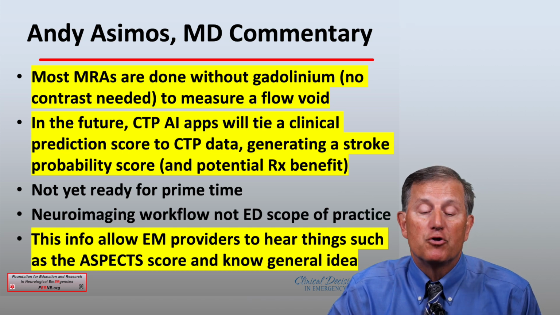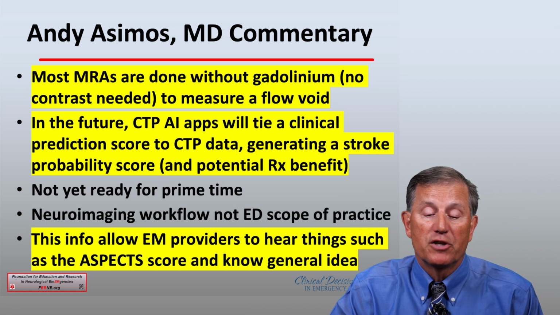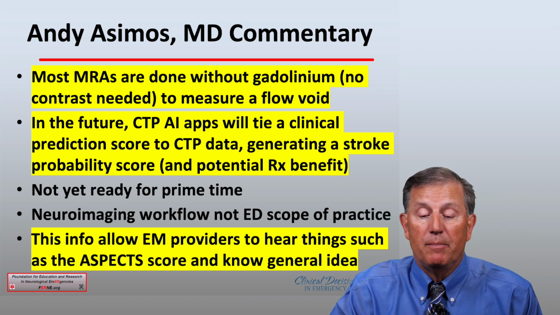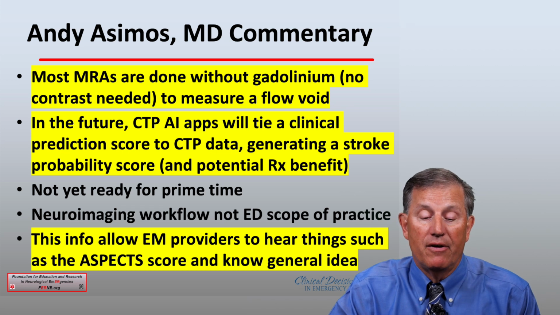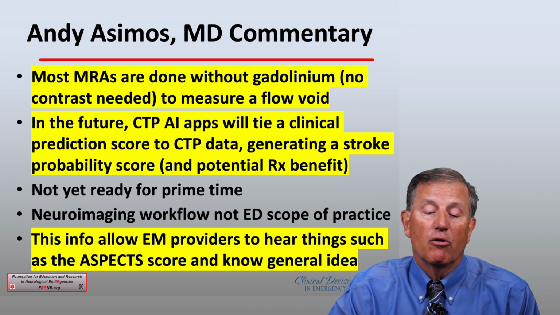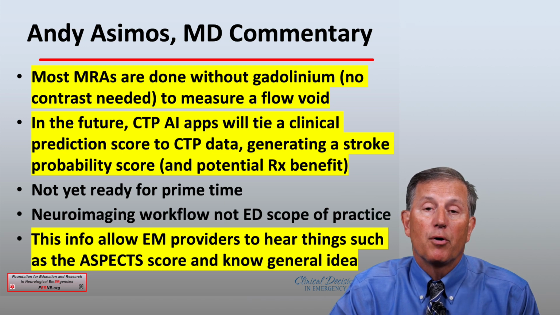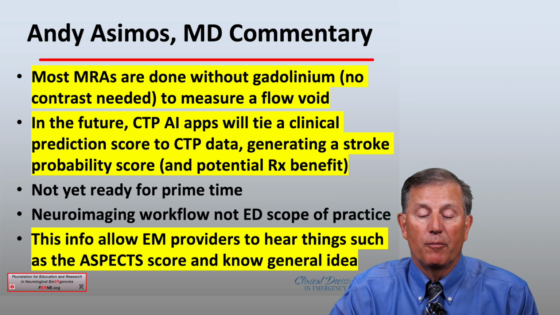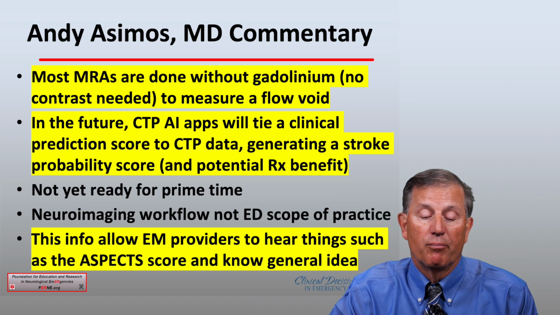He said in the future, CTP AI applications will tie a clinical prediction score to the actual CTP data, generating a stroke probability score and the potential for benefit by using extended EVT therapies. But he said generally this kind of technology where you could predict prospectively is not yet ready for prime time, and that neuroimaging workflow is not in the emergency department scope of practice.